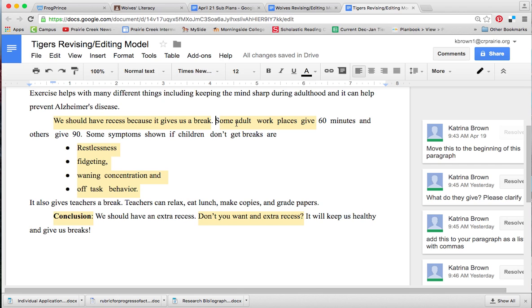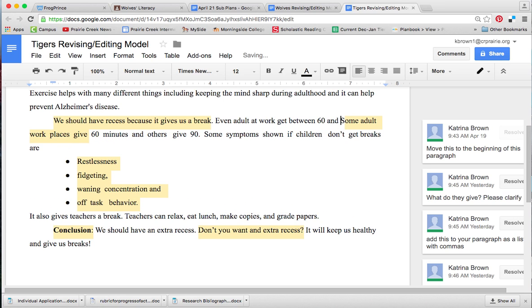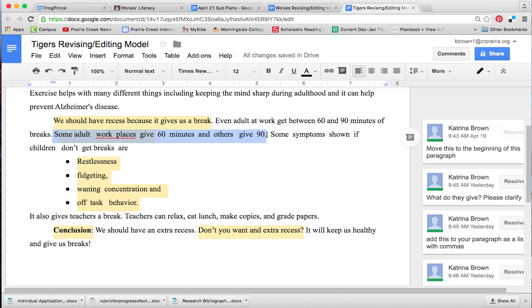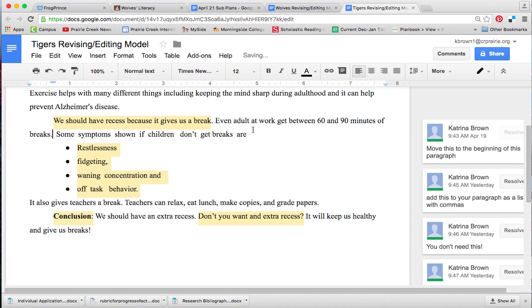So I think what I'm going to do is tweak this a little bit, and I'm going to say even adults at work get between 60 and 90 minutes of breaks. Okay, so that kind of takes care of this sentence. So I'm going to go ahead and resolve that and then actually get rid of it. Even adults at work.